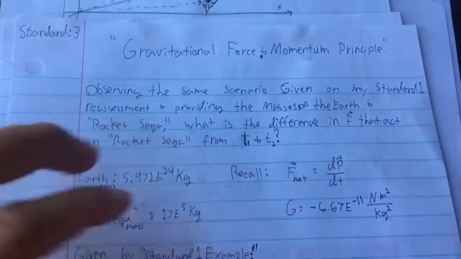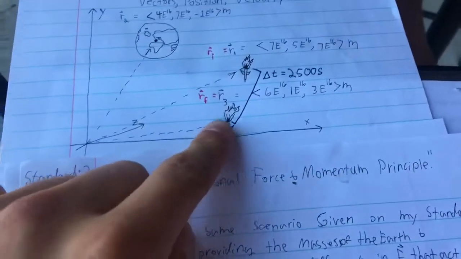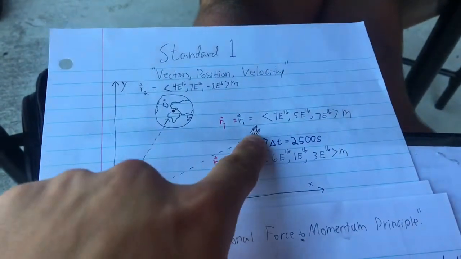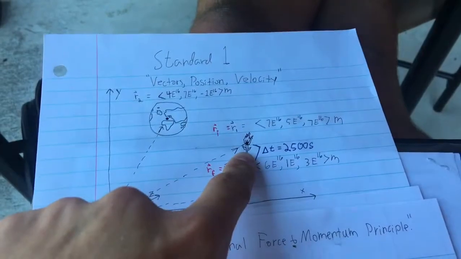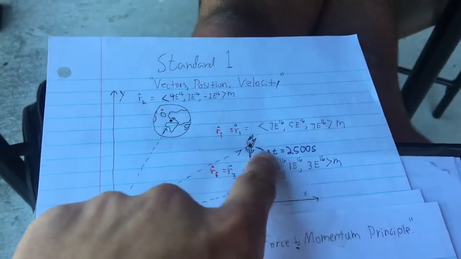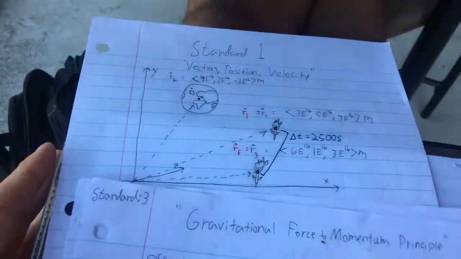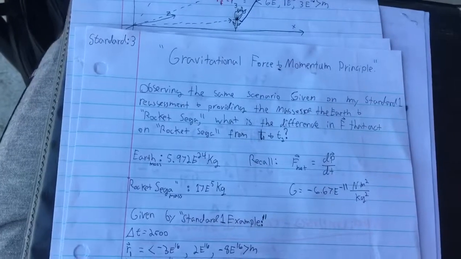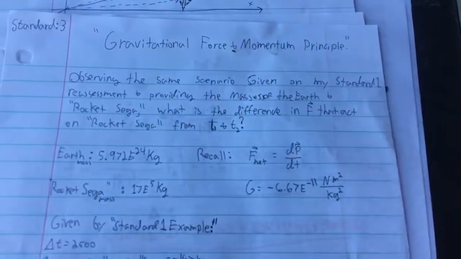Here we have a scenario where a rocket is interacting with Earth's gravitational force over two different positions. We have the position it's initially at, its final position, and the time it took to get there. We want to see what kind of change in gravitational force we find over this time.